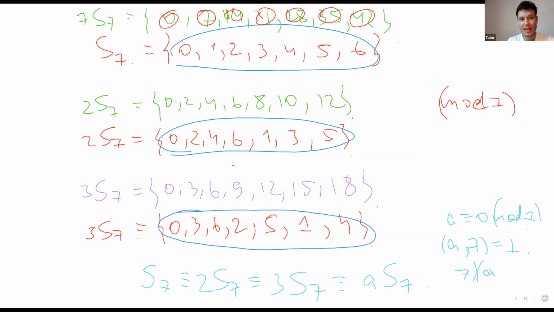Basically, if I take any prime number P and I look at the set SP, what are the possible remainders mod P? It's going to be 0, 1, 2, 3, 4, 5, all the way until P minus 1.